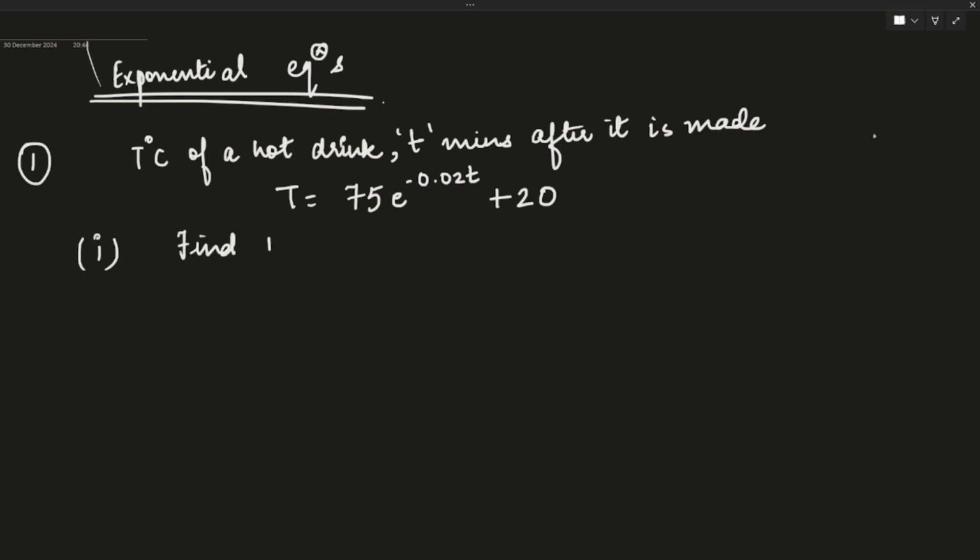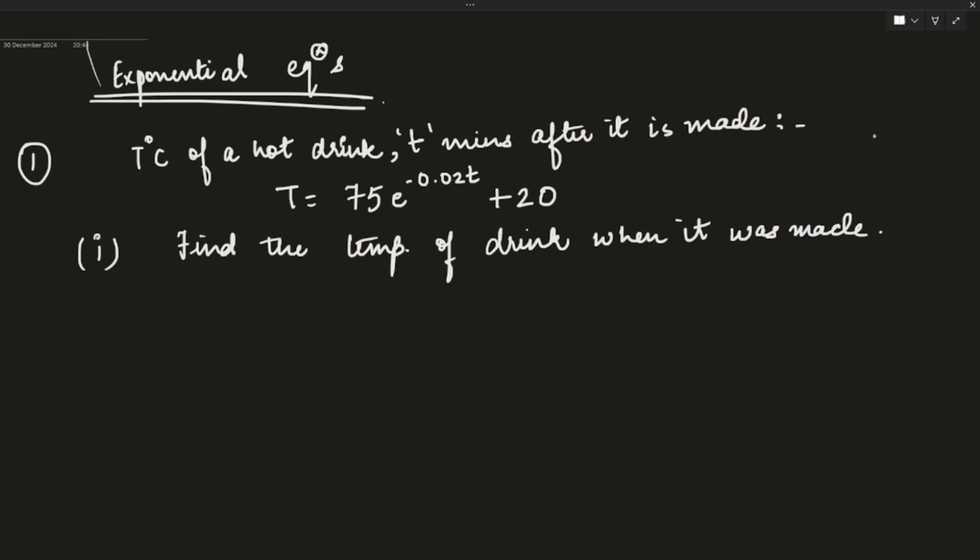We have to find the temperature of the drink when it was made. You have this equation of capital T and small t, and capital T is the temperature of a hot drink and small t is the time after which it is made. So you have to find the temperature of the drink when it was made. Now how will we find this? When the drink was made, you know that small t is equal to 0.